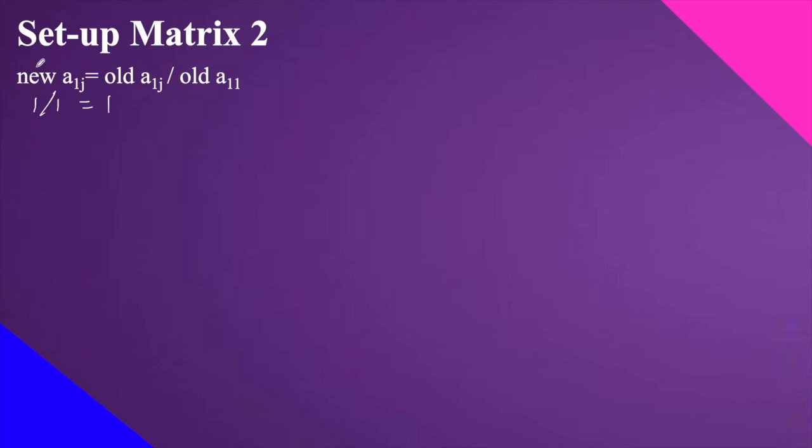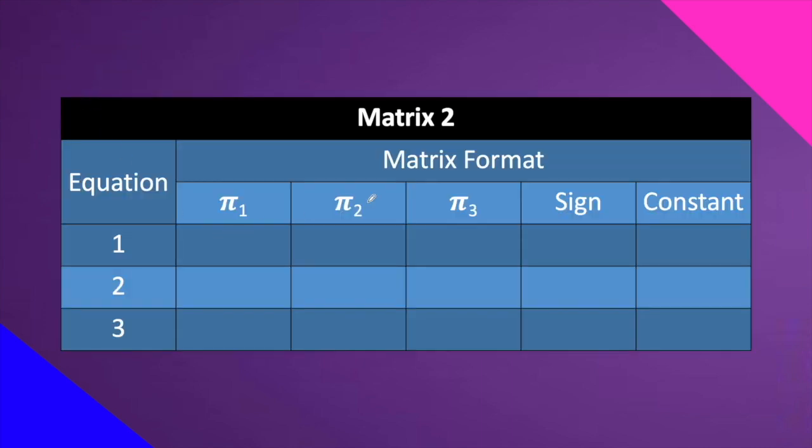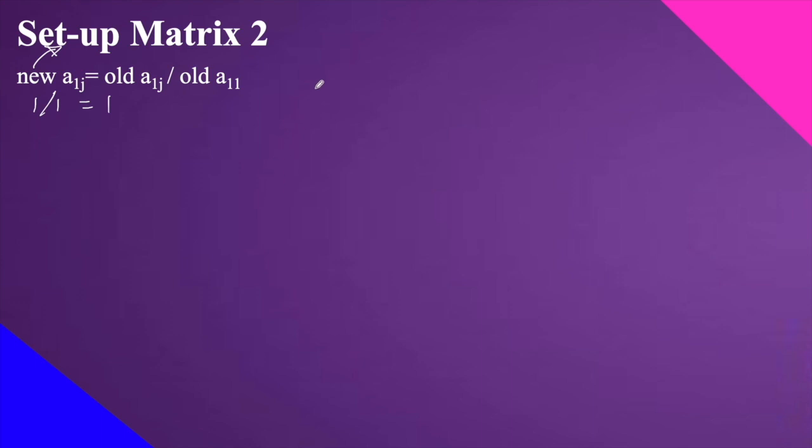When we say new, ito na yung ginagawa natin na matrix table. So, new A sub 1J. So, ito, these are all J. Lagay natin dito, 1. Okay? Malinaw.